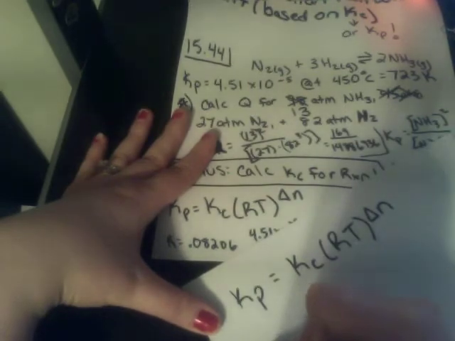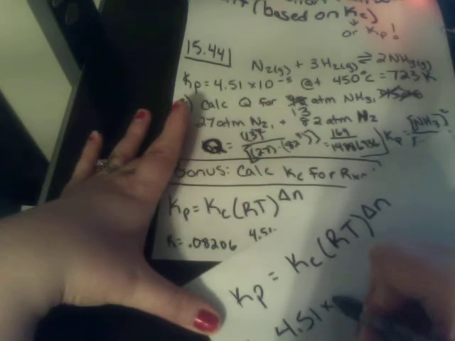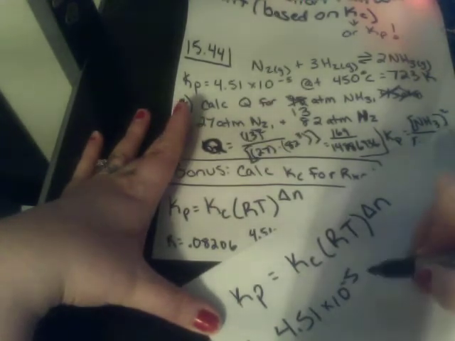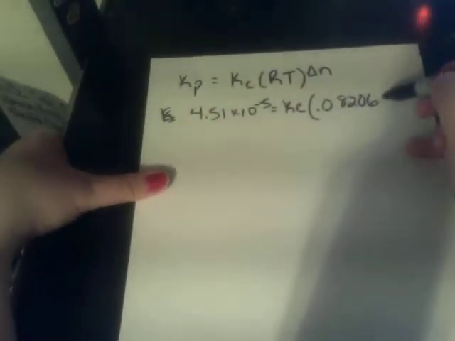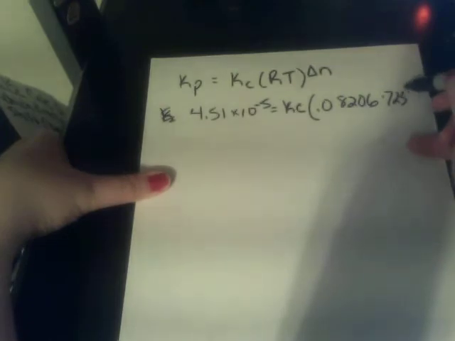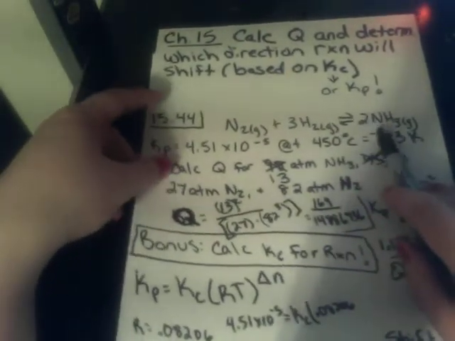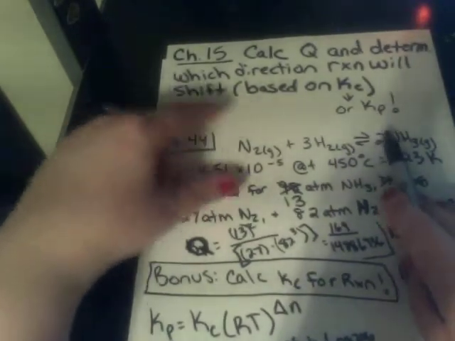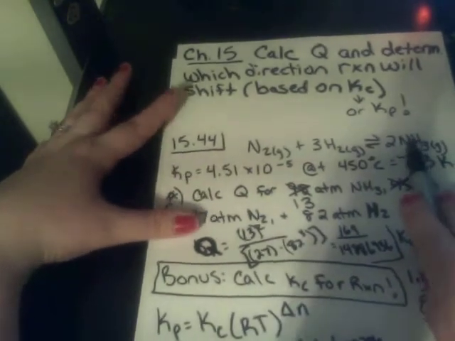So our K sub P is 4.51 times 10 to the negative 5, and that's going to equal our unknown K sub C times 0.08206, and then 723 for Kelvin. And then we have our delta N. It's going to be final minus initial number of gas molecules, essentially. Moles of gas, if you will.